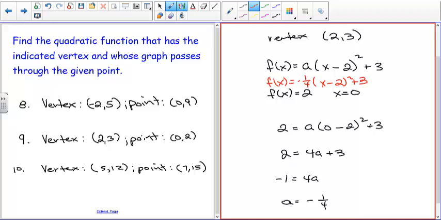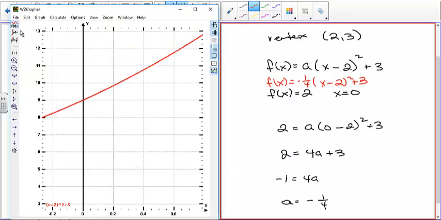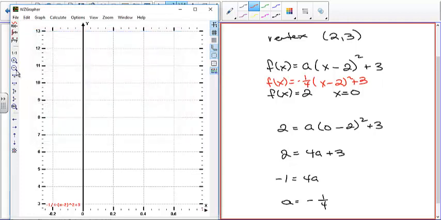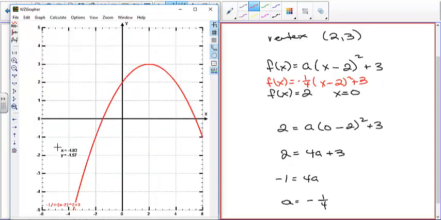So we're going to see if that's true or not. We'll go to the graphing program and enter negative 1/4 times x minus 2 squared plus 3. Graph that and go to standard zoom. There it is. It's negative, so it's pointing down. The vertex is at 2, 3, and at x equals 0, y equals 2. That is confirmed.